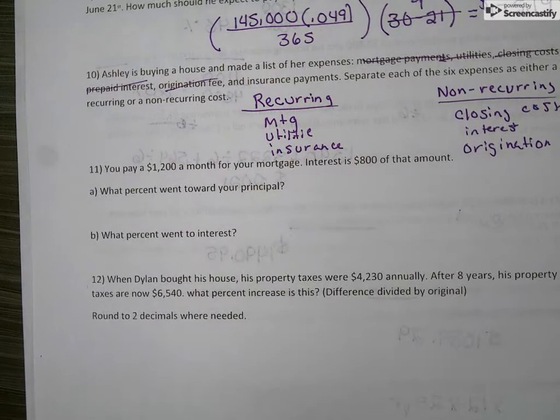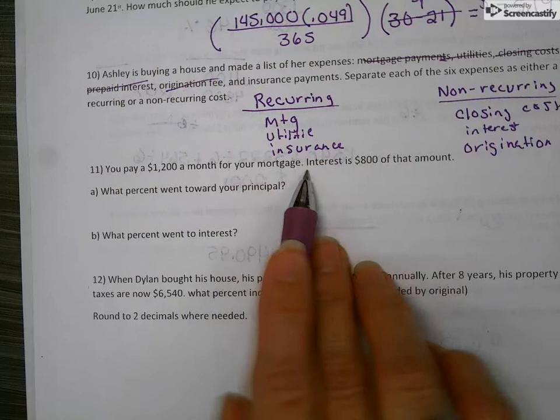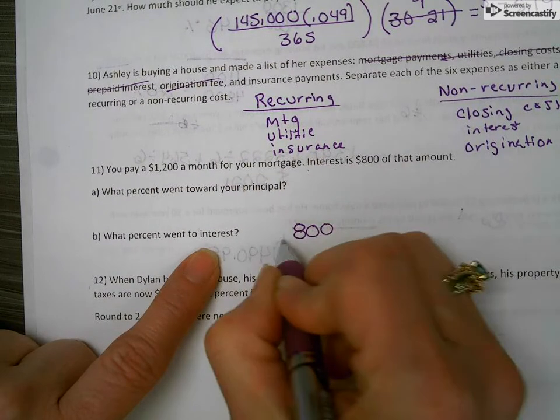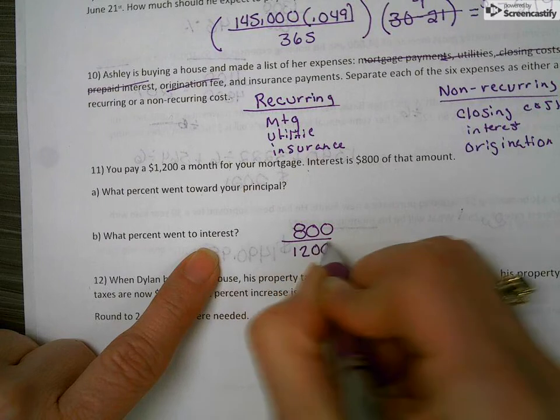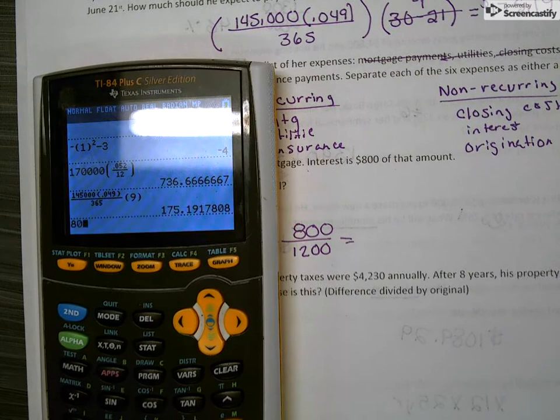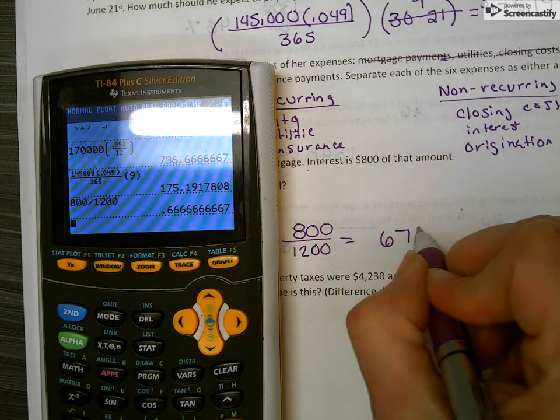Number 11, $1,200 a month for the mortgage, $800 in interest. I'm going to do interest first. So we have part over whole, $800 divided by $1,200, and I get 67%.